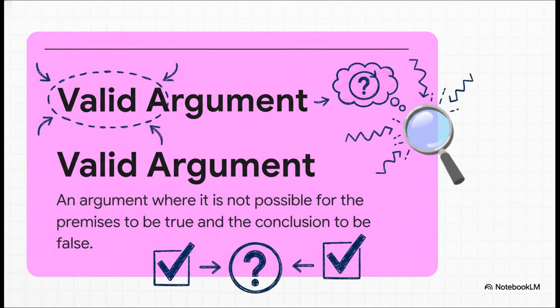Now, this is super important, so listen up. When we're talking about validity, we don't actually care if the starting points are true or not. Not yet. It's like a thought experiment. We just pretend for a second that the premises are true, and then we ask ourselves, if they were true, would the conclusion absolutely have to be true? If the structure forces that to happen, then bingo, the reasoning is valid.